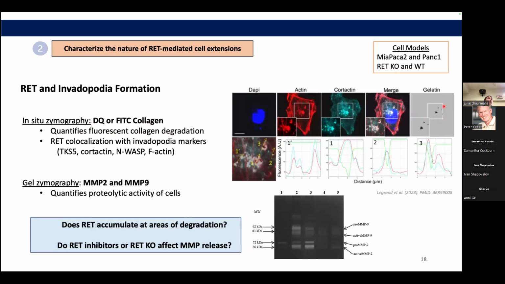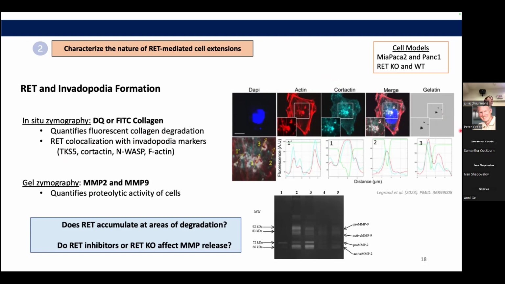As we can see here, this was done in gelatin in another study, but you can see the dips in gelatin fluorescence and the increase in fluorescence of antibodies against markers for invadopodia like cortactin and actin. So we're going to see if RET colocalizes with invadopodia markers at these sites of degradation.